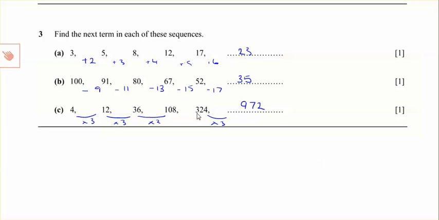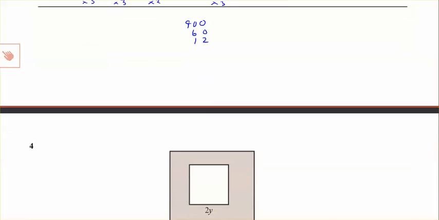3 times 300, 900. 3 times 20, 60. 3 times 4, 12, if you want to check. Some people got it wrong. Shouldn't get that wrong. 3 times something, you lose that mark. You know, you don't know when that's going to come back and get you.